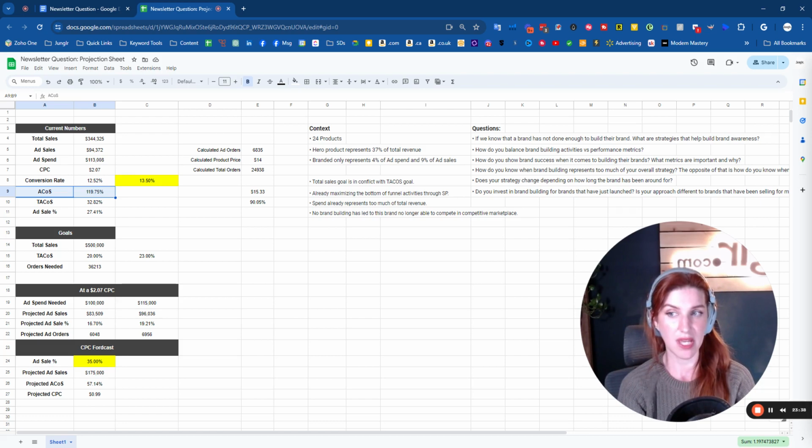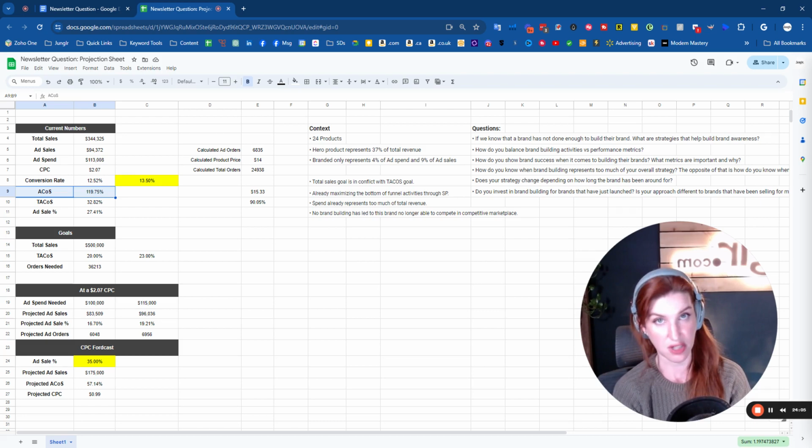And so if you're running a really specific targeted strategy, oftentimes, and this conversion rate, I'm not 100% sure if this is the average for the whole account, meaning the unit session percentage, or if this is the ad conversion rate. But oftentimes, if you're being super targeted, your ad conversion rate should be higher than your unit session percentage. And if it's not, that means your targeting is maybe a little bit broad.